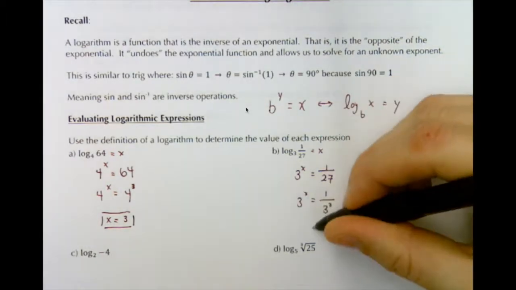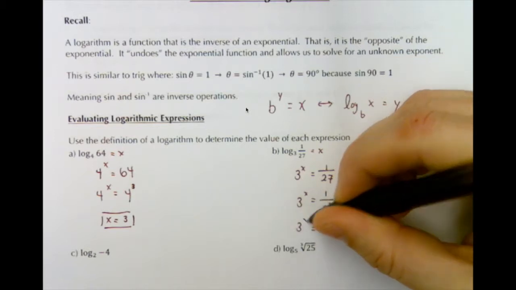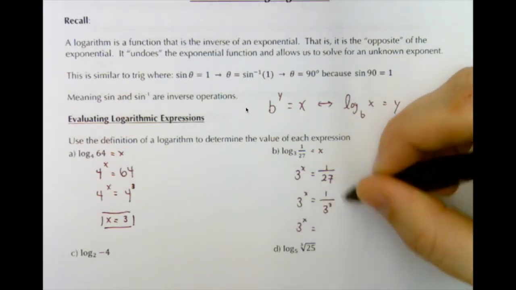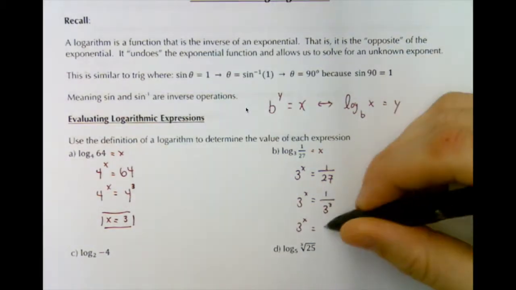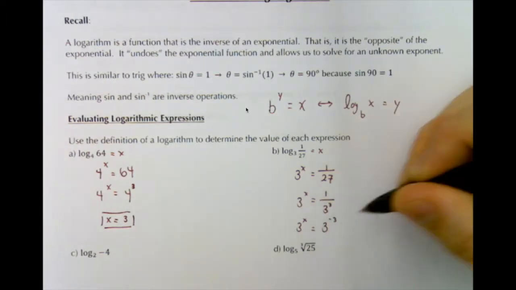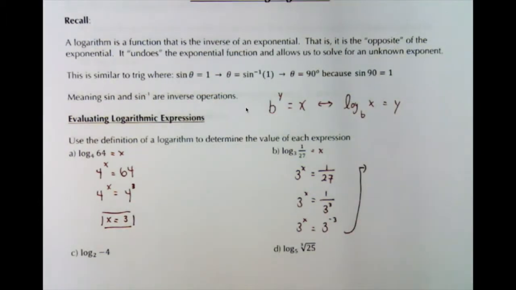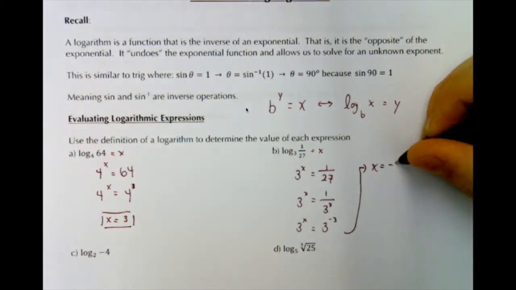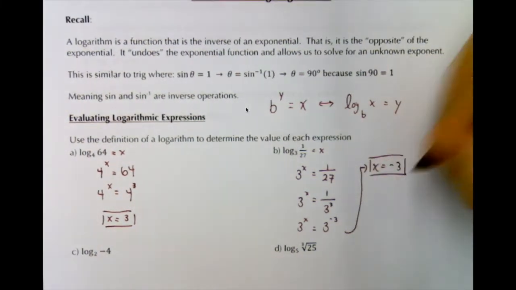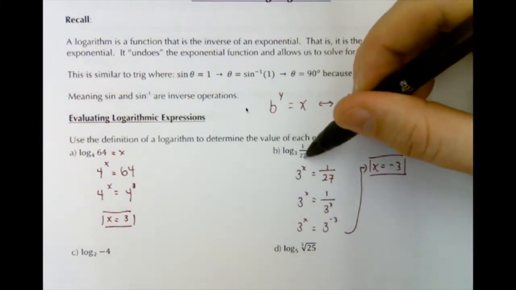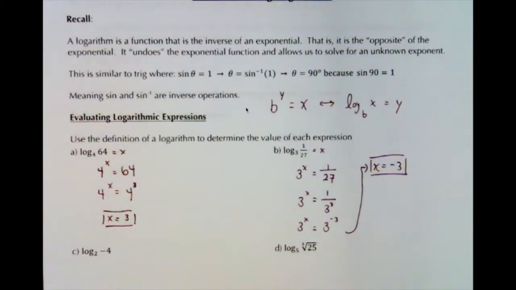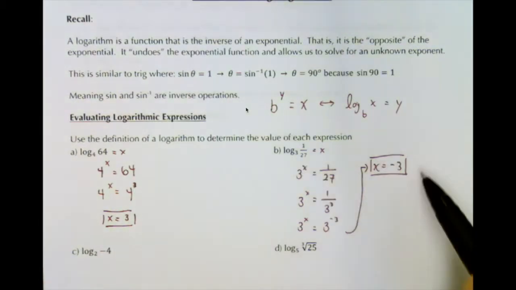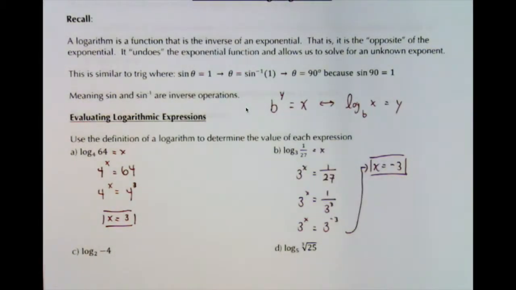And if we think about our negative exponent rules, we can re-express 1 over 3 to the exponent 3 as 3 to the exponent negative 3. Which then, if we equate our exponents, gives us our answer. x equals negative 3. So the log of 1 over 27 base 3 is negative 3, because 3 to the exponent negative 3 is 1 over 27. All right.